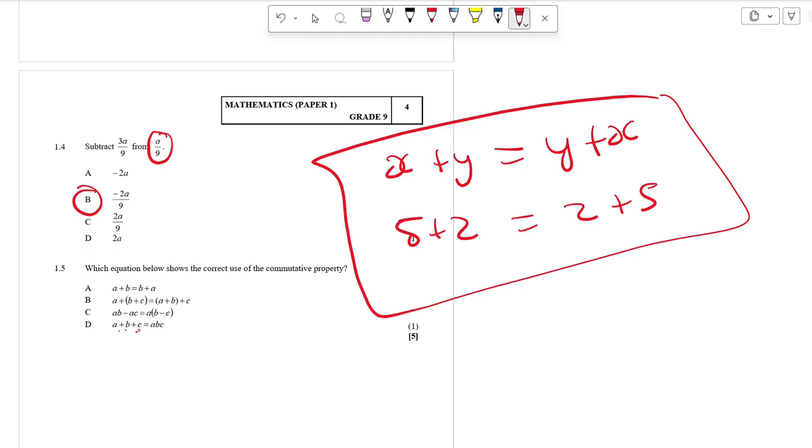A plus B plus C equals is not the one. Even this one is not the one, but here it is. You see, A plus B is the same as B plus A. So our answer is A.